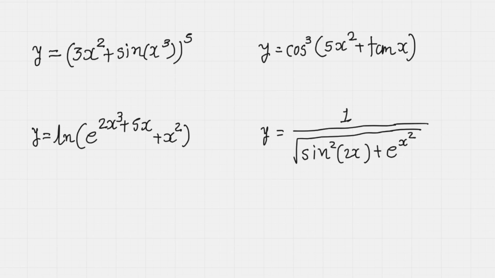In the previous video we discussed the chain rule and a few examples using the chain rule. Today let us discuss more complex questions using the chain rule and their solutions. So the first question is y = (3x² + sin x³)^5.